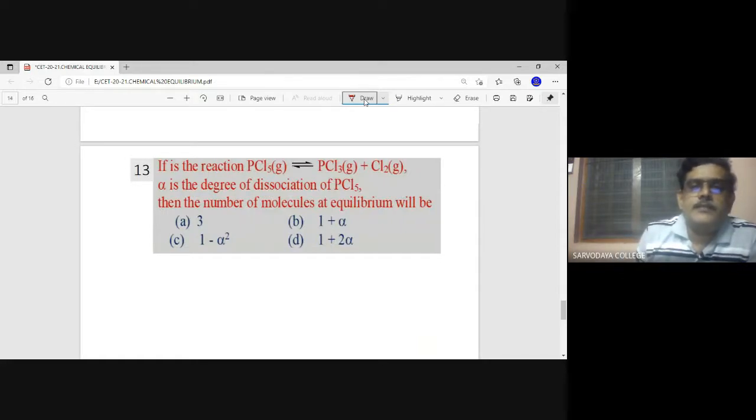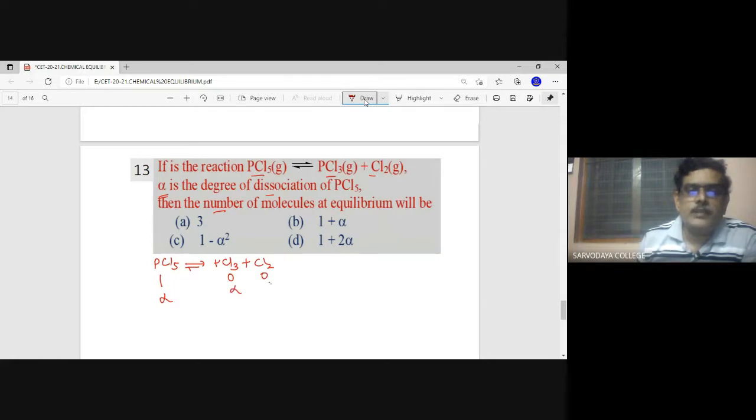Therefore, the answer for this question will be D. Now, for the reaction PCl5 in equilibrium with PCl3 and Cl2, if alpha is the degree of dissociation, the number of molecules at equilibrium is part of the equilibrium constant derivation. Initially it is 1, 0, 0. Alpha moles will decompose to give alpha moles of the products. Therefore, this will be 1 minus alpha, alpha, and alpha. The total number of moles at equilibrium will be 1 minus alpha plus alpha plus alpha. One alpha was subtracted, therefore it will be 1 plus alpha. The number of molecules increases, so it will be greater than 1, that is 1 plus alpha, and that will be the answer.